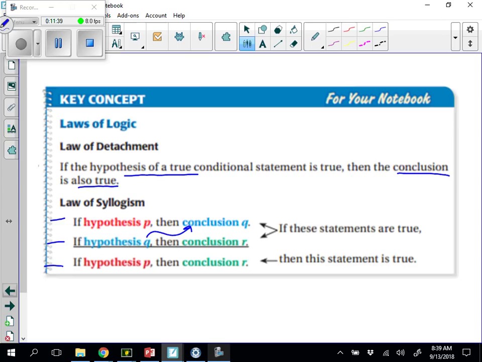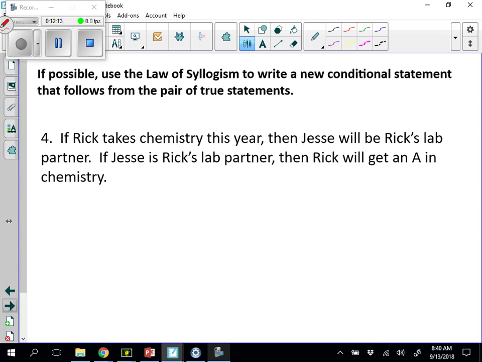Okay, so it's kind of like saying if today is Monday, then we have a normal schedule. If we have a normal schedule, then I go to all my classes. I can conclude if today's Monday, then I go to all my classes. In a way, you're able to sort of cancel out the ending and beginning that match, and we are able to write a new if-then that results. Because if A always leads to B and B always leads to C, well then A is going to always lead to C.